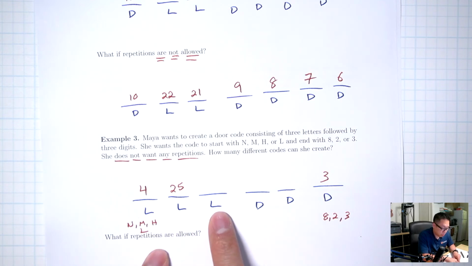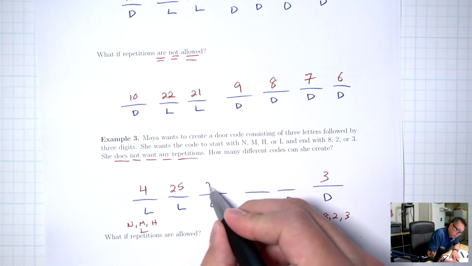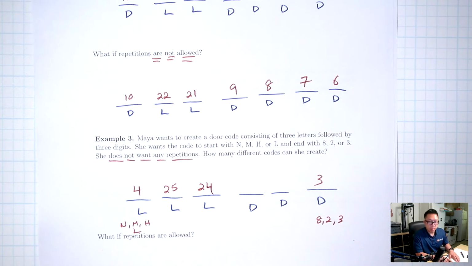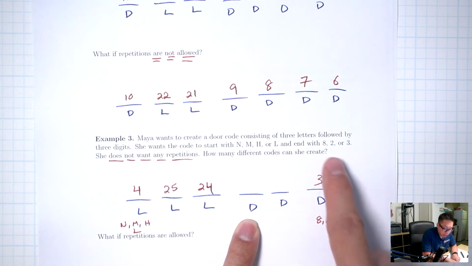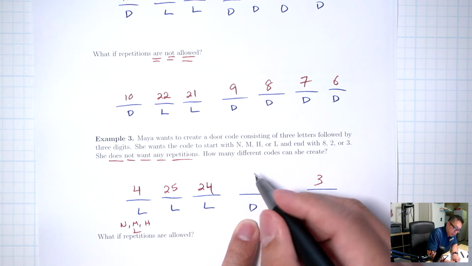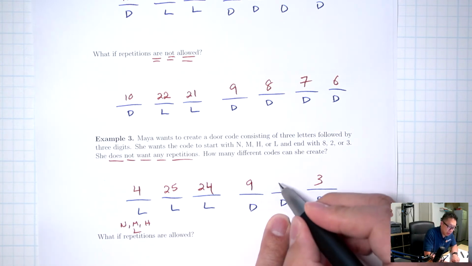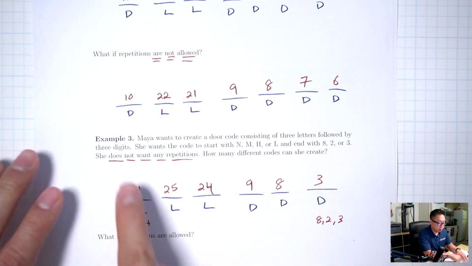Next letter, right? Normally it will be the full 26, but because I don't want repetitions and I've used 2 letters already, I should be down by 2 to 24. Digit, so digit 0 through 9, normally that would be 10, but keep in mind that I don't want repetitions and I already used a digit already, so I should be down by 1 to 9. And then the next digit, I should be down by 1 again to 8. Okay, and that's because I don't want repetitions.